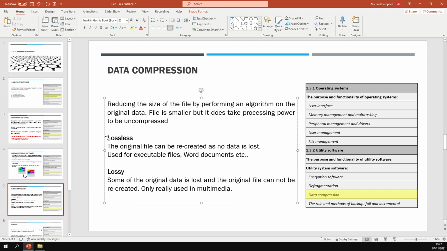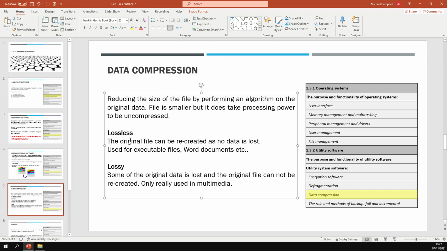There are two types, lossless and lossy. With a lossless file, if you compress it and then uncompress it, you have exactly the same file you had before. With a lossy file, you compress it, you uncompress it, and you have lost some of the accuracy. Some of the numbers are different, basically. They might be close to the original, but they're different. So lossless is used for executable files, Word documents, anything where you can't afford loss of data, but mostly anything that's not a picture or a video or a song. And lossy is used on multimedia, film, audio, pictures, basically.